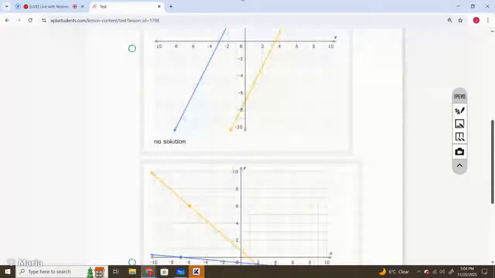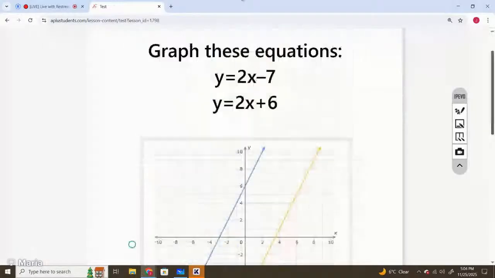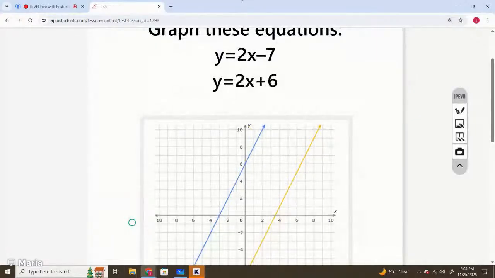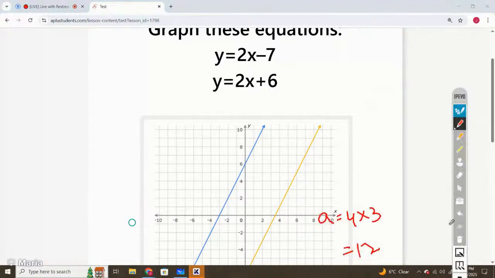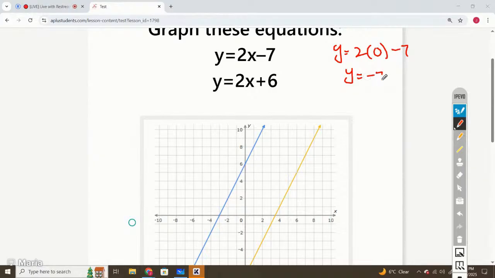y equals 2x minus 7, and we need to see which one is the solution of the equation. We need the x-intercept and the y-intercept for both the equations. So start with the first one. For the y-intercept, we have to put x equals 0 in the equation. So 2 times 0 minus 7, so that is y equals negative 7. So when x is 0, y is negative 7.